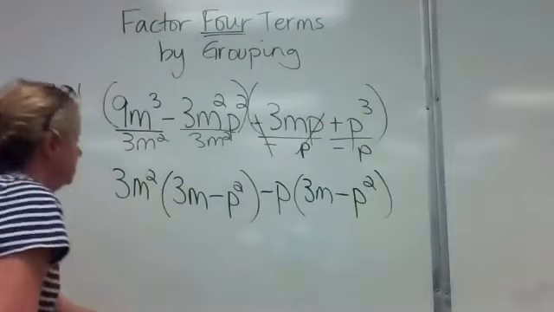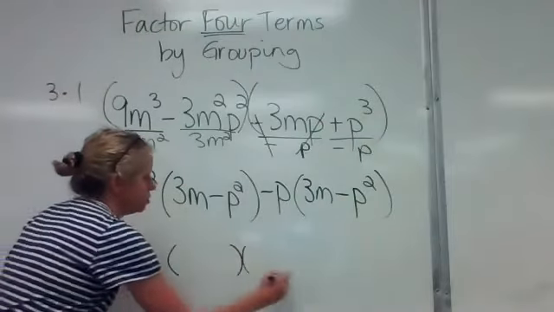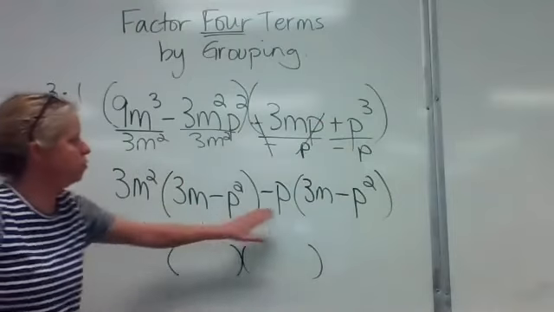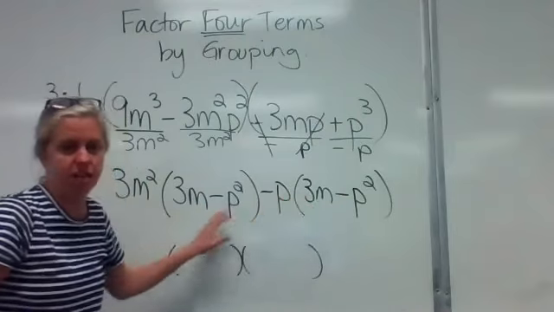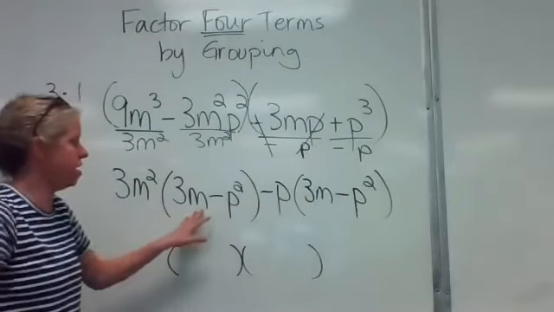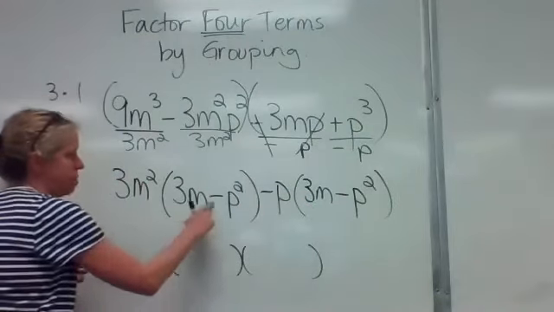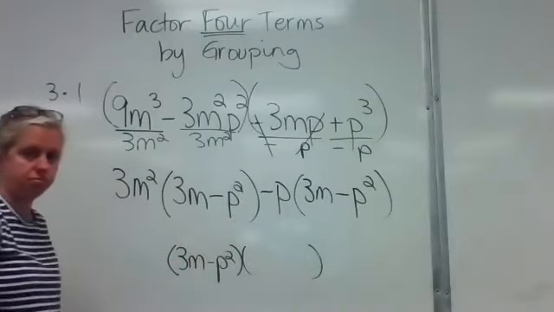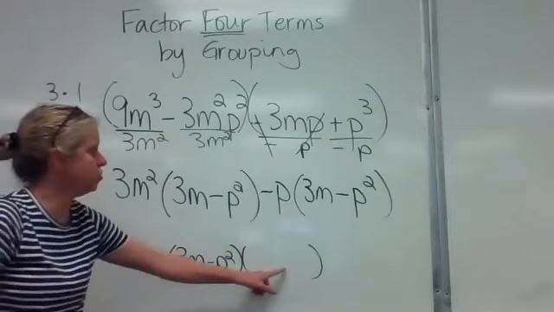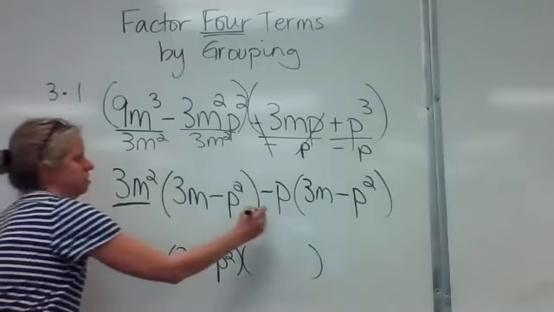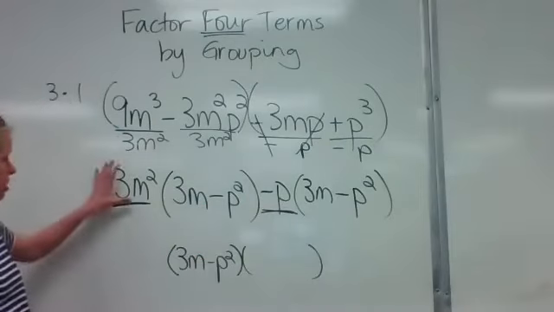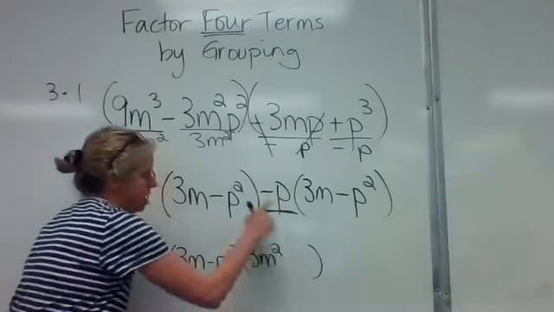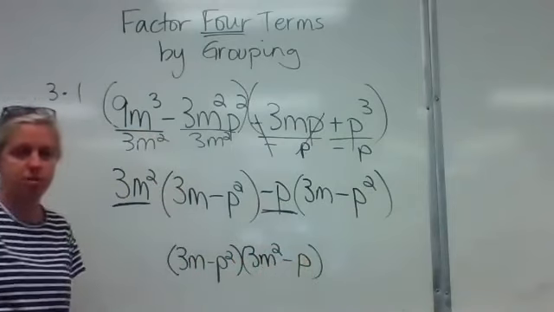Then the last part, remember, you're going to have 2 factors in parentheses as your answer. One of them will be, this better be matching. If not, something's wrong. So one of the factors is that matching 3m minus P squared. The other one comes from those. So this first, 3m squared, and then minus P.